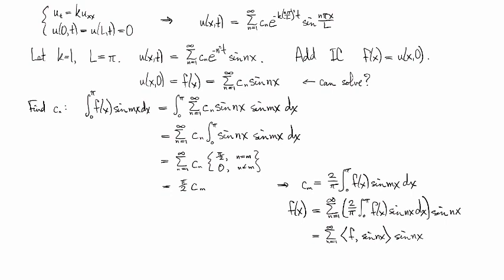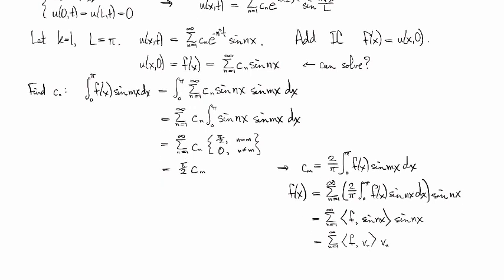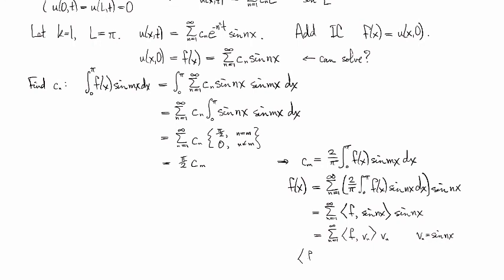And maybe that's still not quite simple enough, so I might write this as the sum from 1 to infinity of <f, v_n> times v_n. And so here, v_n is my shorthand for sine nx. And this angle bracket symbol that I'm using, actually here, let me just do it for generic things u and v. So the definition for this is 2 over π times the integral from 0 to π of u(x) v(x) dx.